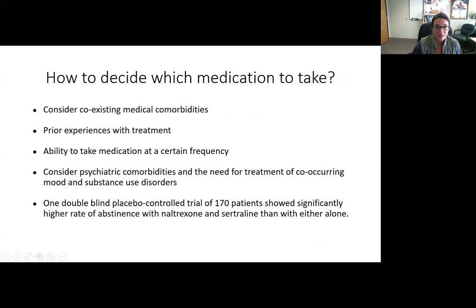Okay, and then how do we decide which medications to use? Basically, we want to consider coexisting medical comorbidities, for instance, like we were talking about with liver and kidney disease, and certainly presence of OUD. Prior experiences with treatment really matter, so always ask people what worked before, as oftentimes it'll work again.